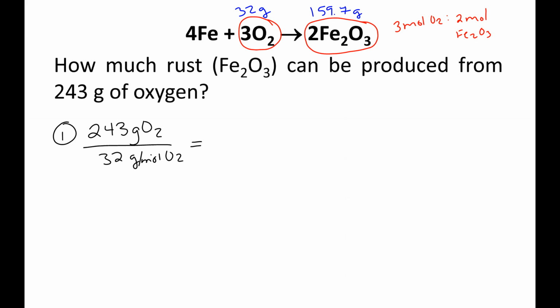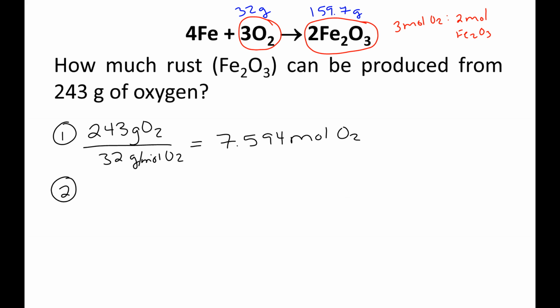Now when we do that, we get 7.594. I'm going to stop at 4 numbers. My sig figs is 3 numbers, so I'm going to go 1 past and go 4 numbers. And my units is moles of O2. So remember, step 1 always gives you moles of the substance that you started with.